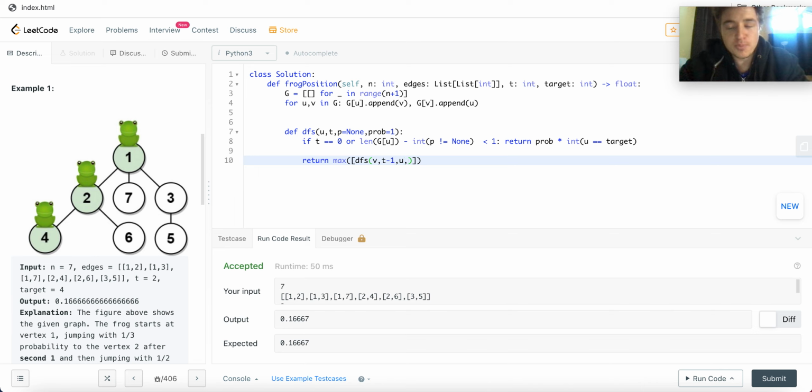Okay, and now what's the probability that we go to this state? The probability that we go to the next state is our own probability, prob, times 1 divided by, what's the probability that I choose this state? Well, that would be the length of the graph, so the number of children that I have, minus 1, because minus my parent. Minus my parent? Wait.